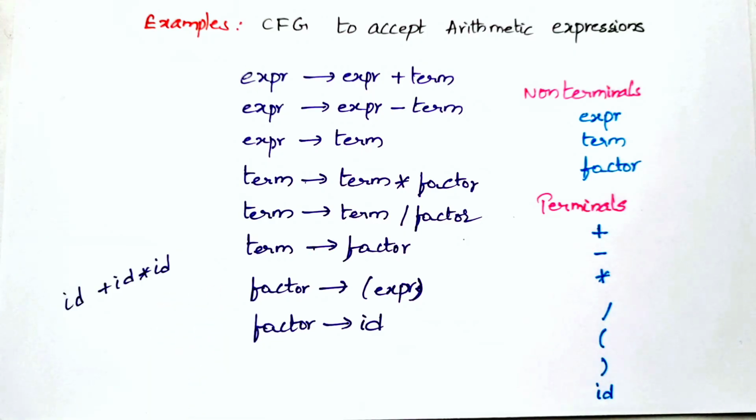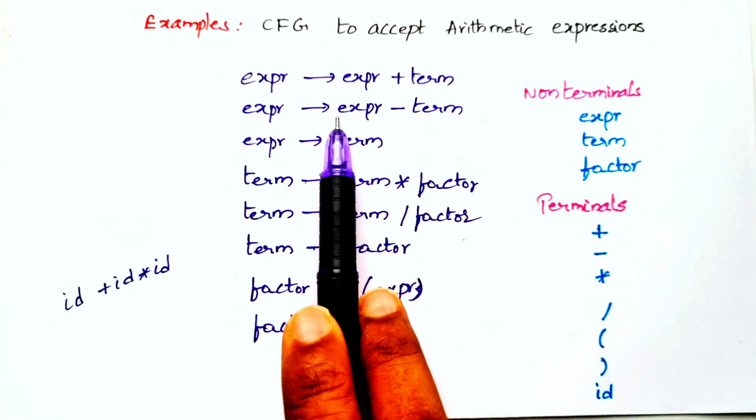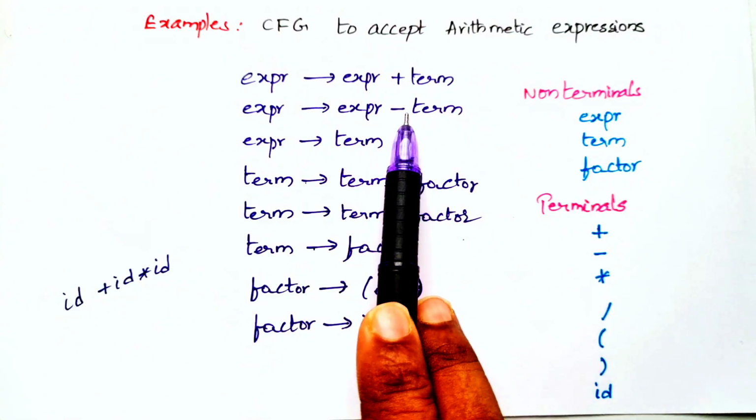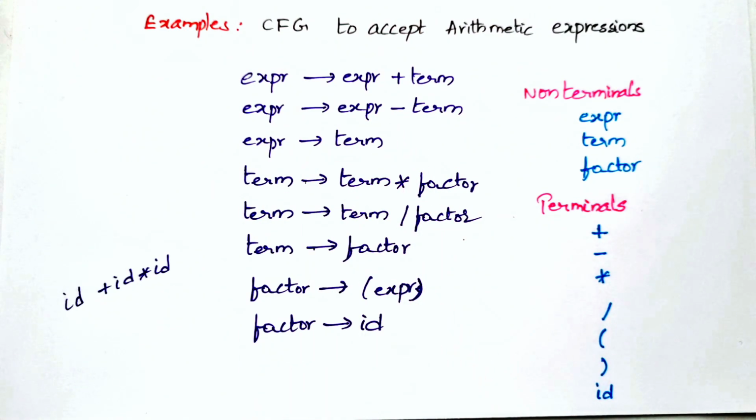Notice that multiplication has higher precedence than addition because the grammar separates expressions into expression, term and factor. The factor represents the most basic unit such as an identifier or an expression enclosed in parentheses. The term handles multiplication and division operations. The expression handles addition and subtraction operations. This structure helps the compiler correctly understand and parse the arithmetic expressions.